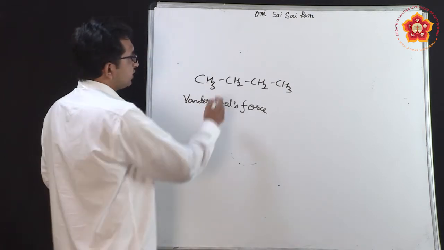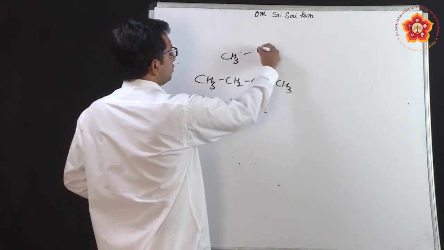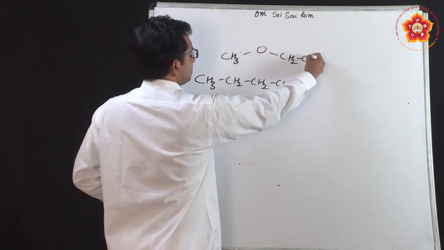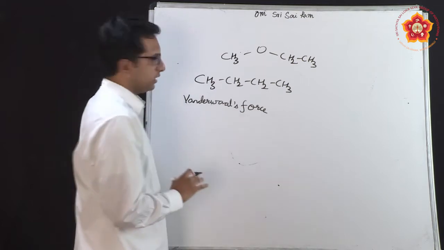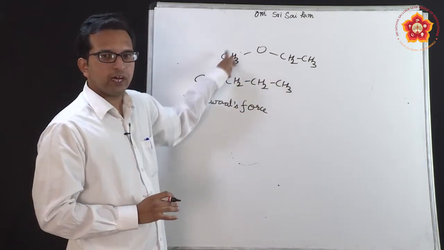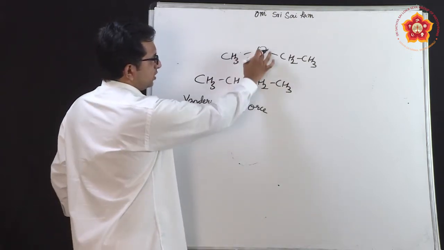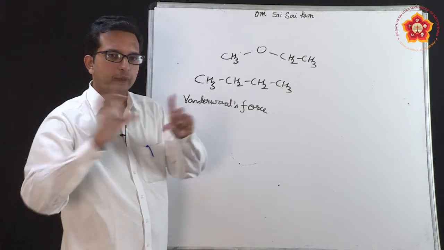Similarly, if I go for the ether compound which is there, where for example, let me take methoxyethane. Now, in this methoxyethane, no doubt there is a difference of electronegativity between carbon and oxygen, but the fact here is on either side the oxygen group is flanked by carbon groups.